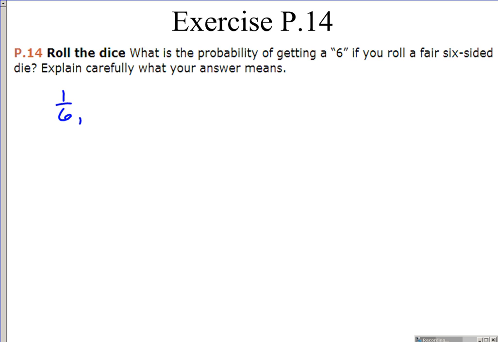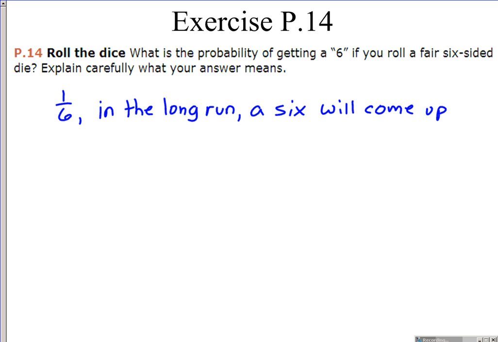So what does this mean? It means, and these are the key words, in the long run, a 6 will come up about 1/6 of the time when rolling a die.